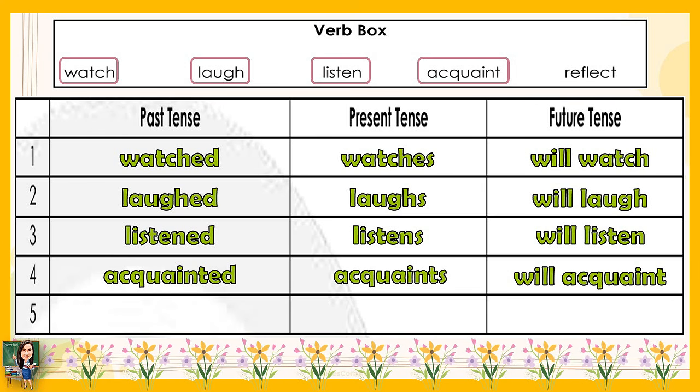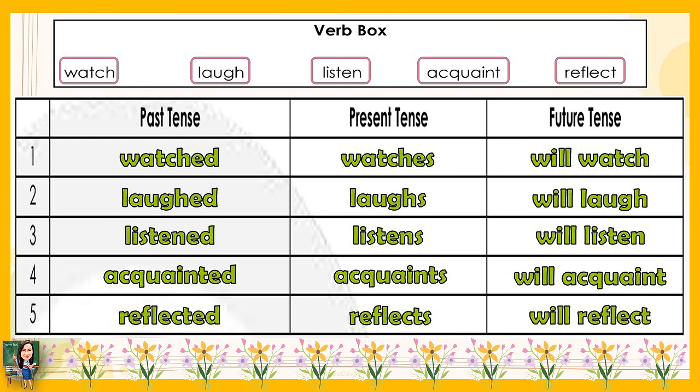And for number 5, reflect. The past tense is reflected. The present tense is reflects, add s. And the future tense is will reflect. So remember, for the present tense, if the subject is singular, just add s or es. And if the subject is plural, remain to its verb. Do not add anything to the verb.